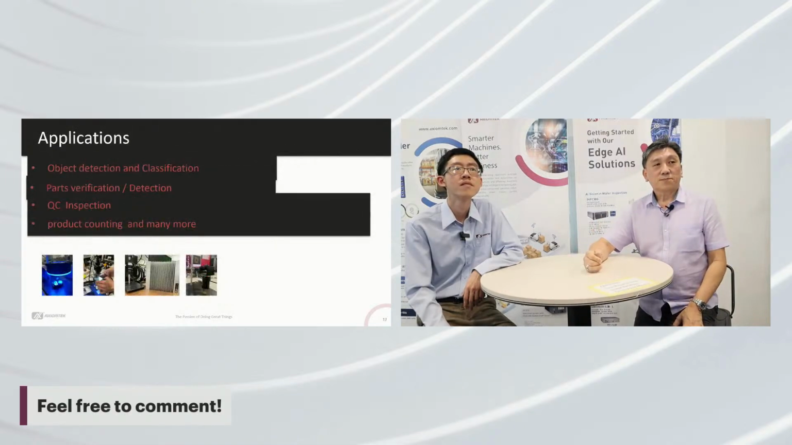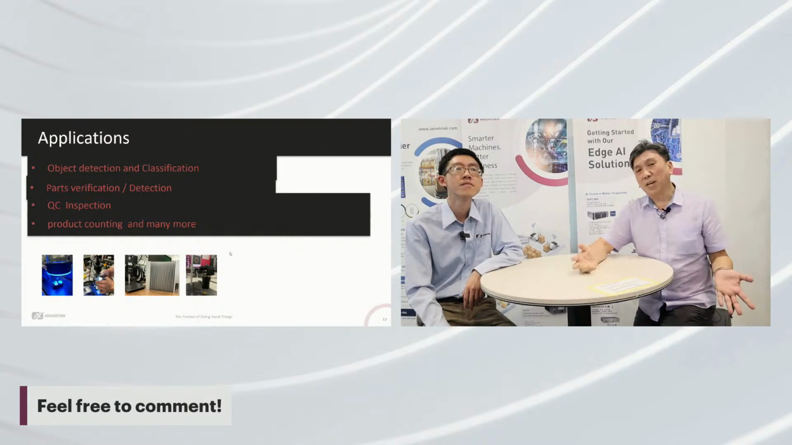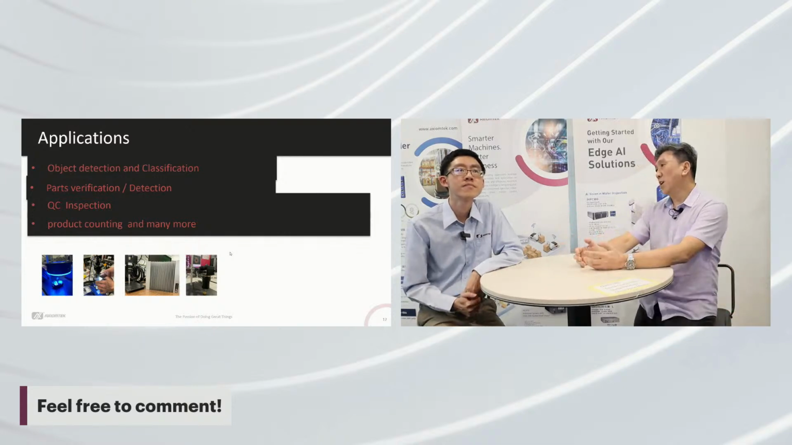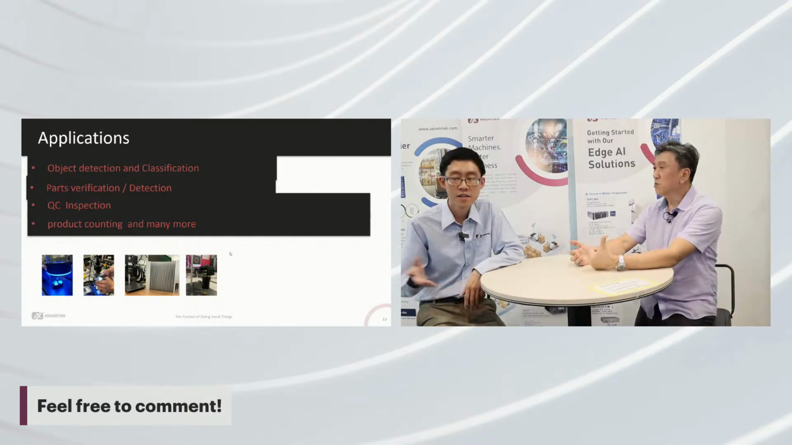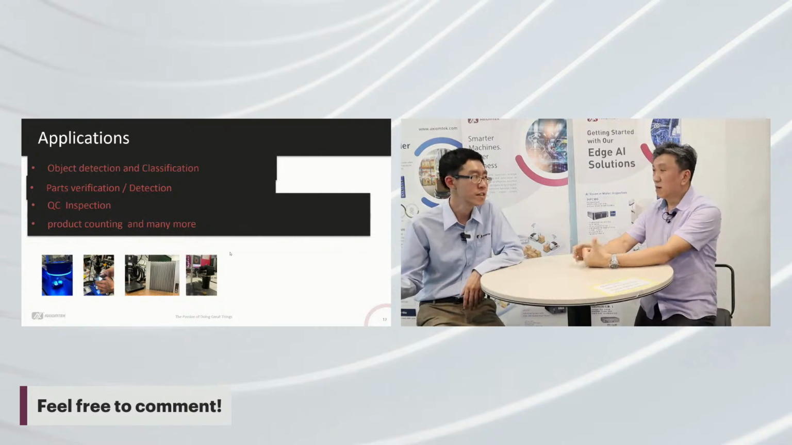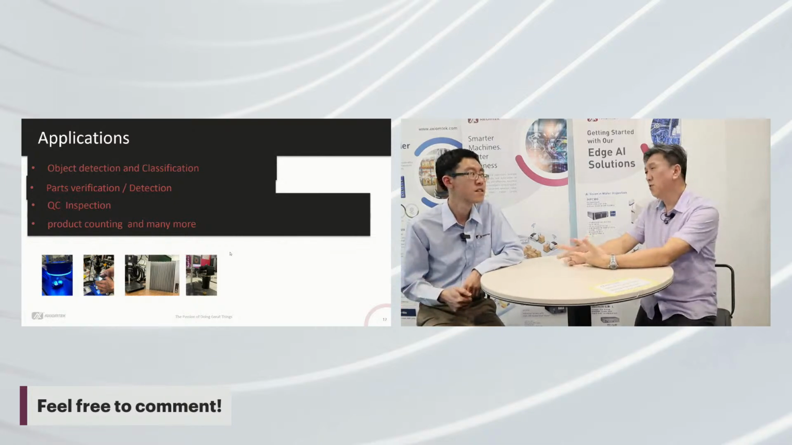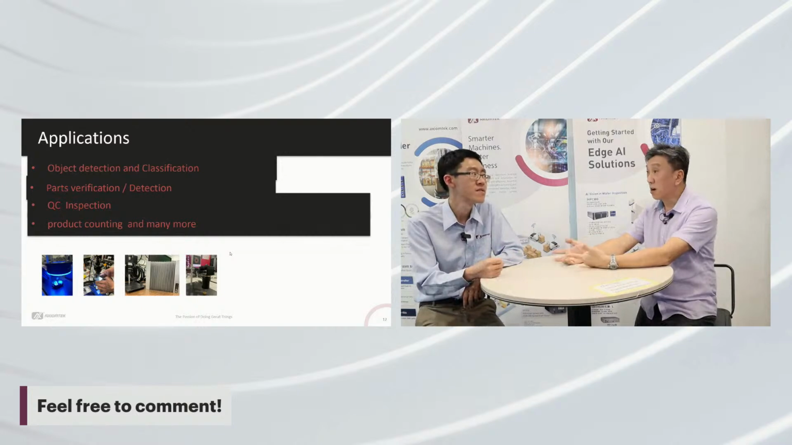So of course, what are the applications in the whole AIS? Just now we showed object detection. We can also do classification. Classification, for example, in manufacturing. Usually we use classification and object detection together so that you can do product counting.